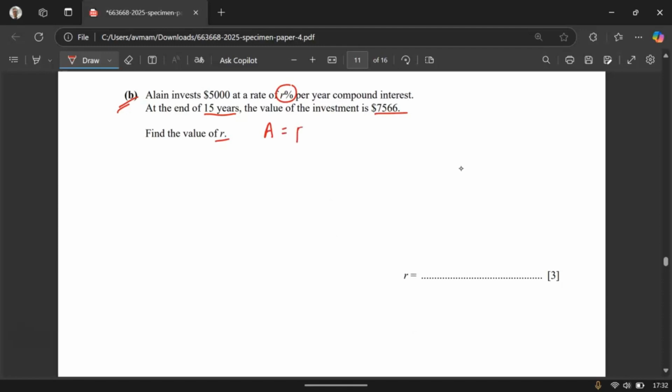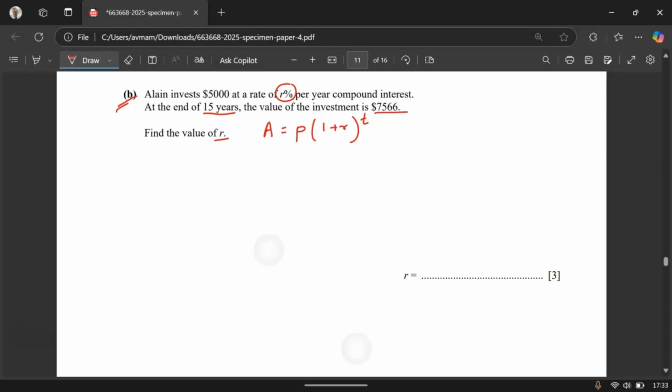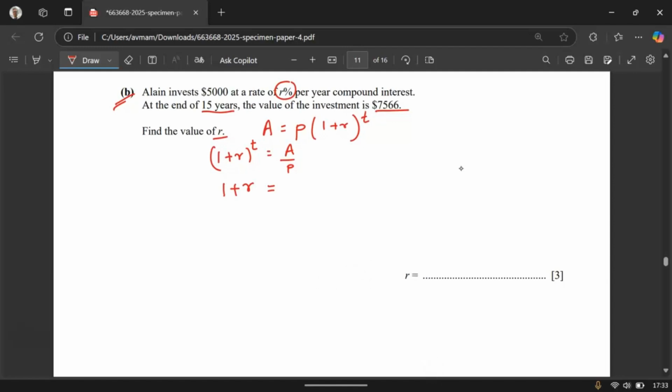So let's write the formula: A equal to P times (1 plus R) to the power of T. Let's rearrange this formula to make R the subject. Let us divide both sides by P. So we have (1 plus R) to the power of T is A divided by P. Since 1 plus R is raised to the power of T, to undo that we do the opposite. So we find the tth root on both sides. On the left hand side you have 1 plus R, and on the right, the tth root of A divided by P.